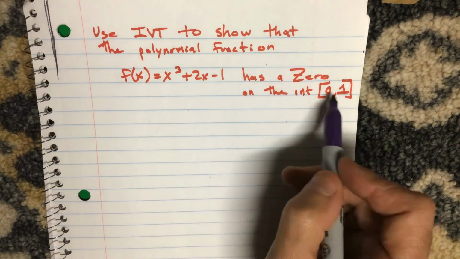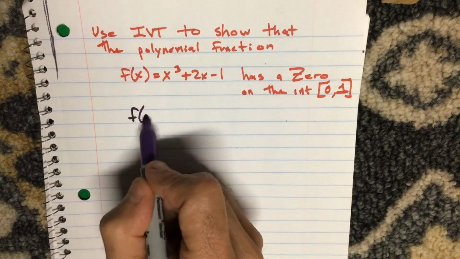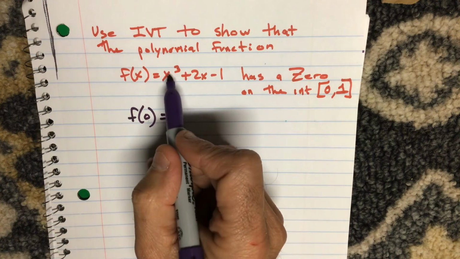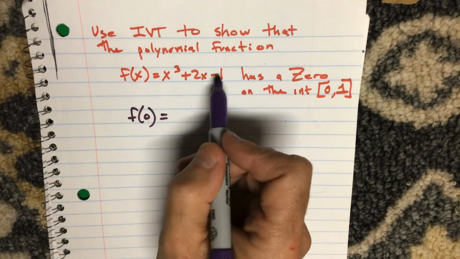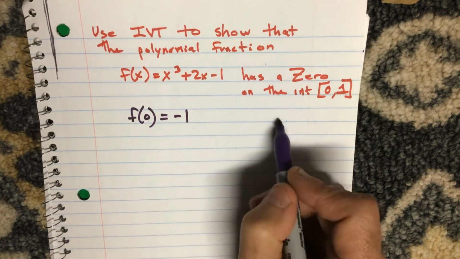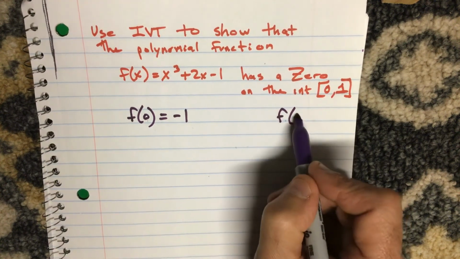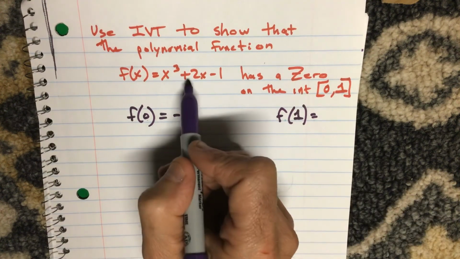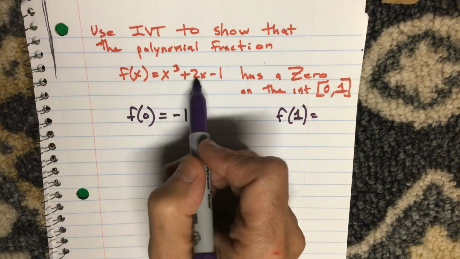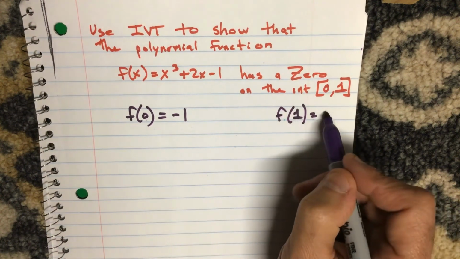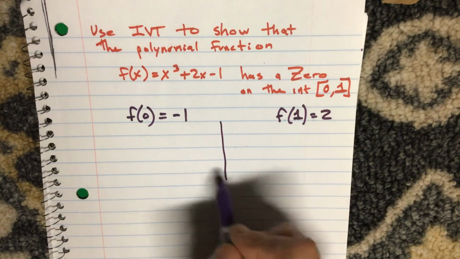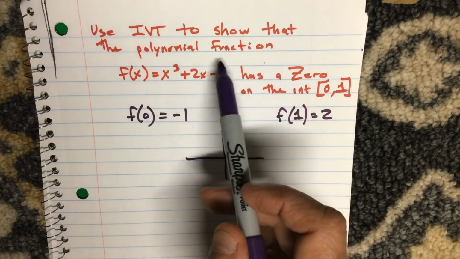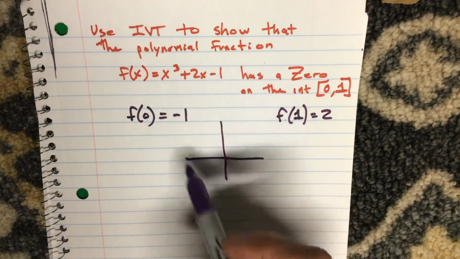So if we look at this interval and we look at f of 0, what happens when we plug 0 into this function? If we plug 0 in here, we get 0 minus 1 is negative 1. If I plug in f of 1, the other end of this interval, 1 to the third power is 1, plus 2 times 1 is 2, so 1 plus 2 is 3, minus 1 is 2. So if I were just to make a quick graph here, I know that polynomial functions are continuous everywhere. There's no break in a polynomial function.